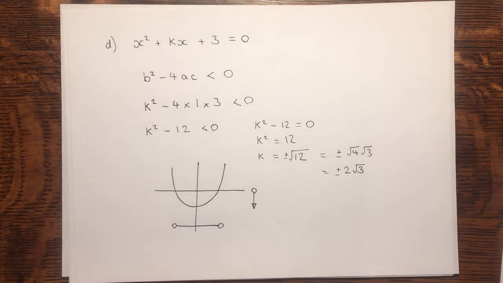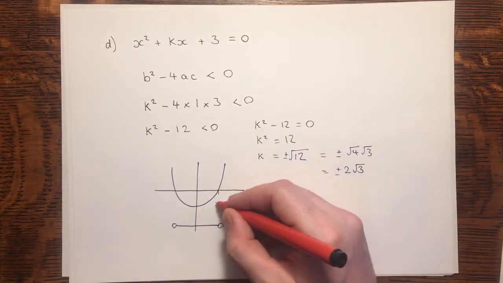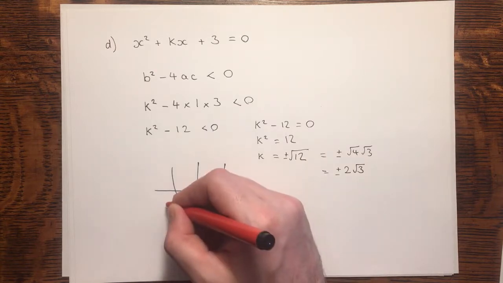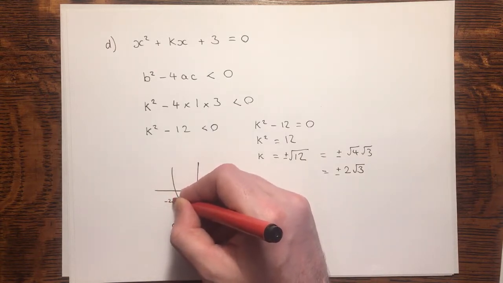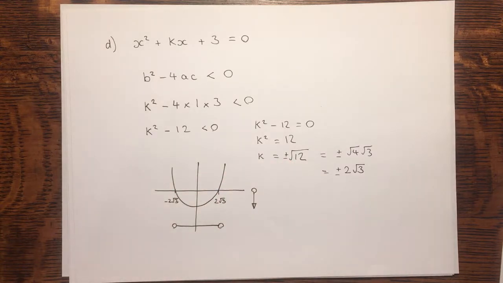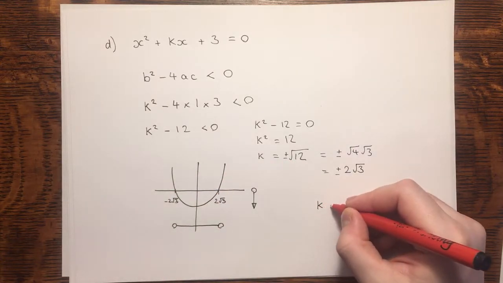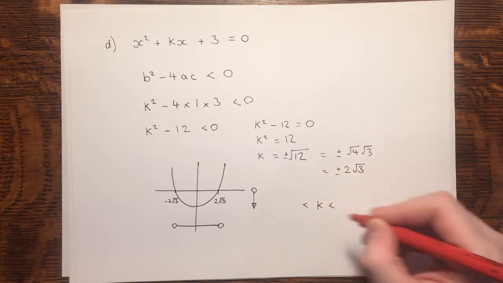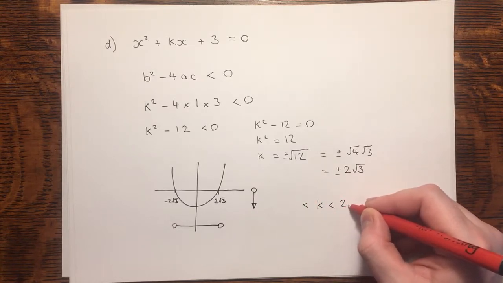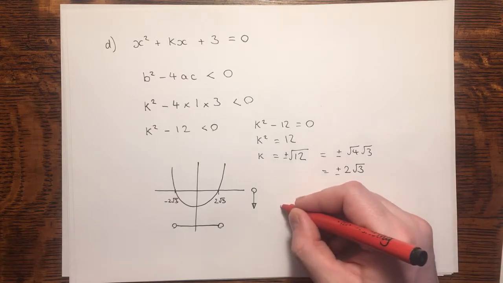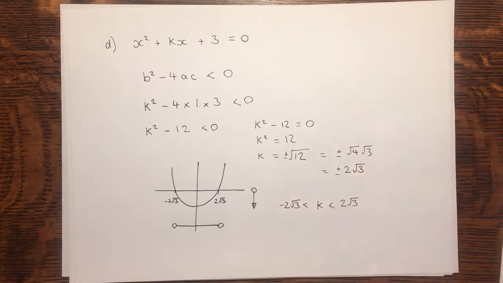They've not specified the form, but it is better to simplify our surds rather than leave them in this form here. So I know that this point here is 2 root 3, and this point is minus 2 root 3. I know that k is in between 2 root 3 and minus 2 root 3. And that's my final answer. That's the possible range of values for k.